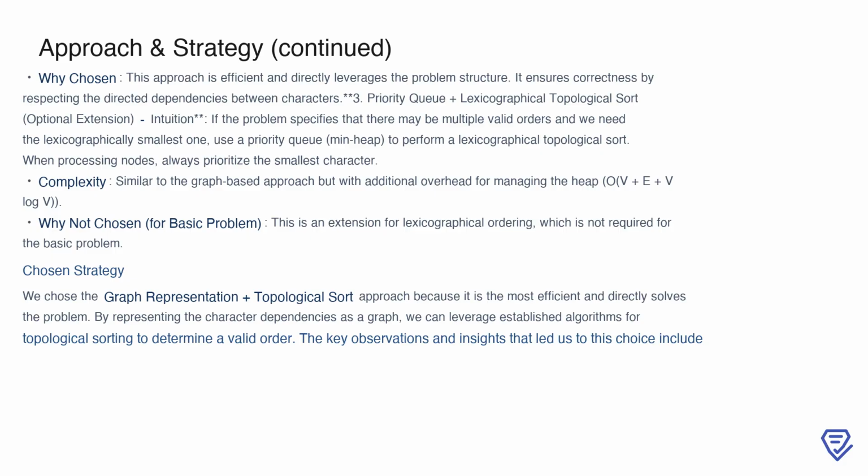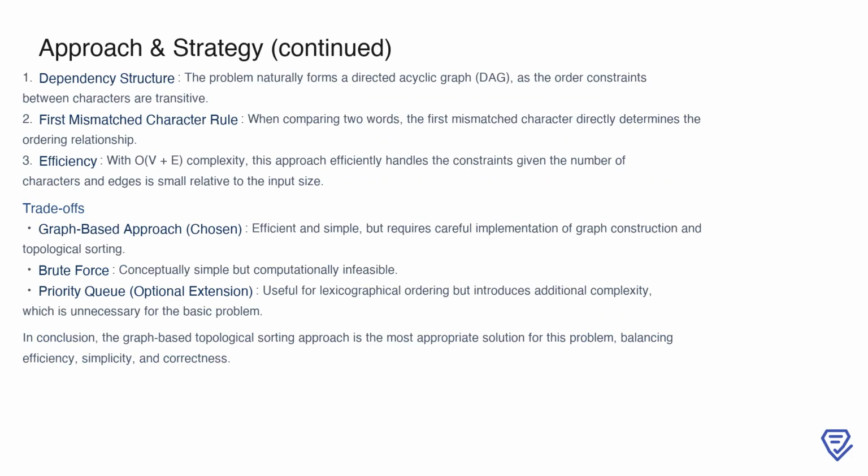It efficiently solves the problem without adding unnecessary complexity, and it aligns naturally with the constraints and dependencies given in the input. This strategy is built on a few key observations. First, the problem naturally forms a directed acyclic graph, or DAG, because the ordering constraints between characters are transitive. This means that if one character must come before another, and the second must come before a third, the relationship holds consistently throughout. Second, the rule of the first mismatched character is crucial.